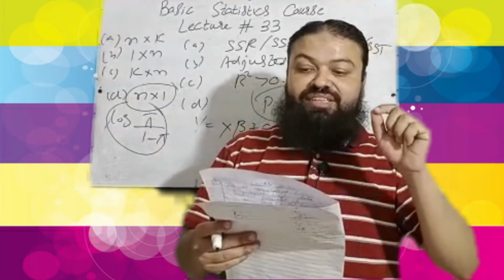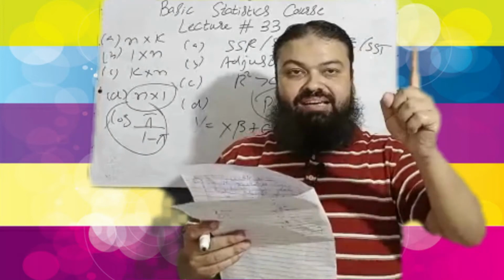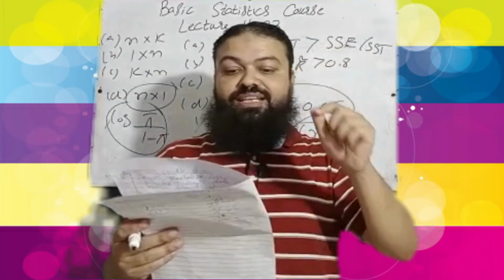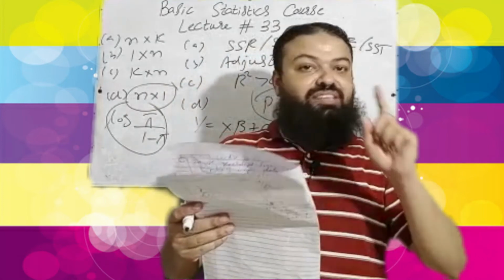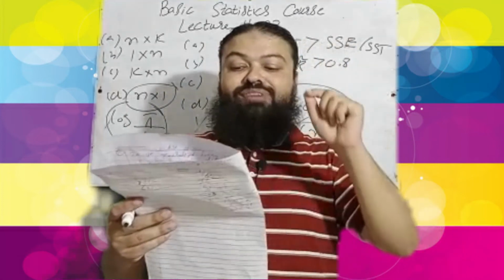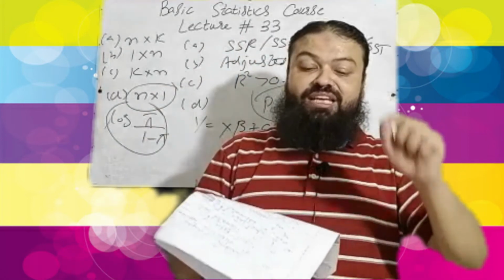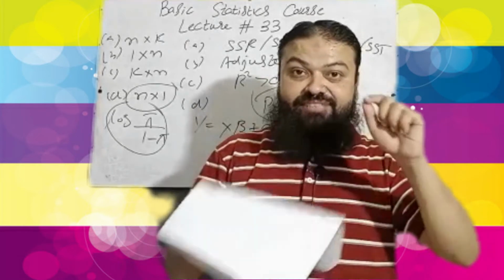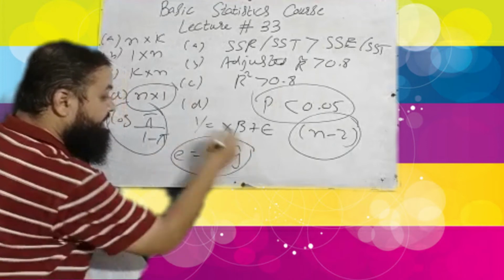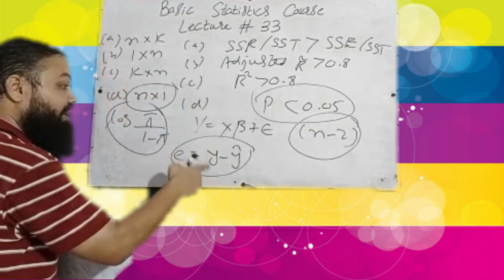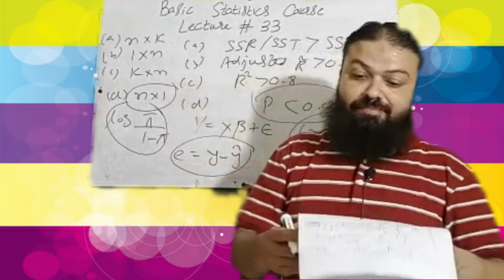Question number 15. The residual is defined as the difference between A. the actual value of x and the estimated value of x, incorrect. B. the actual value of y and the estimated value of x, incorrect. C. the actual value of x and the estimated value of y, incorrect. D. the actual value of y and the estimated value of y. e is equal to y minus y cap, the difference between the actual value of y and the estimated value of y. That will be the correct option in the exam.